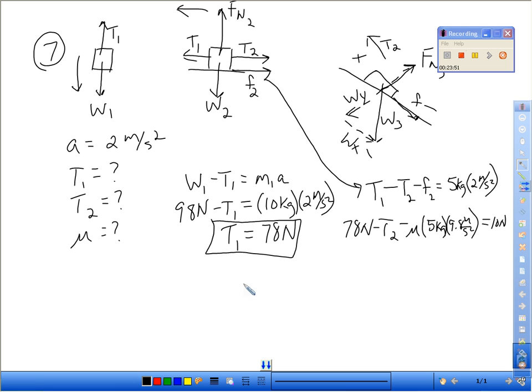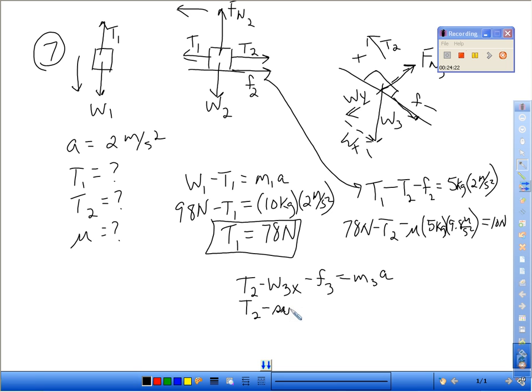So I have tension 2 minus W3x minus friction 3 is equal to mass 3 times acceleration. Tension 2, I don't know what it is. W3x is going to be the sine of the angle. Oops, that looks kind of sloppy. Let's see if we can pick that up and make it look a bit nicer.